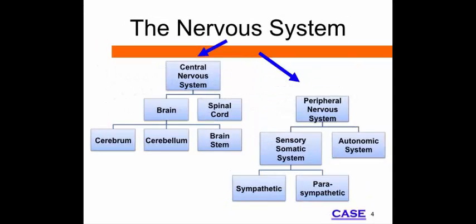This chart illustrates the components of the nervous system. The CNS is comprised of the brain and spinal cord. The sensory somatic and autonomic systems make up the PNS.